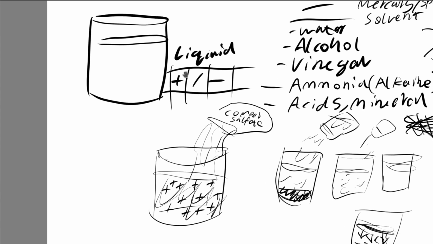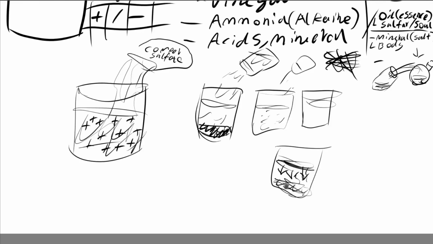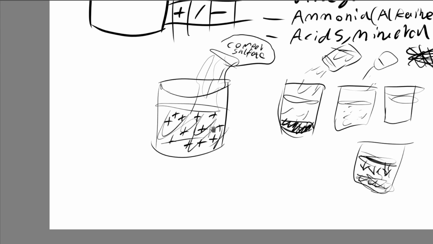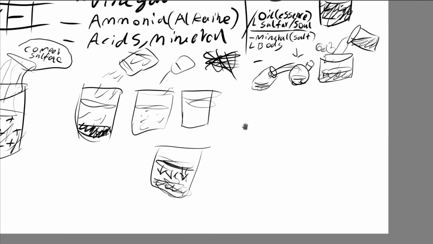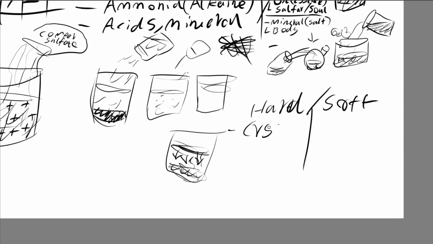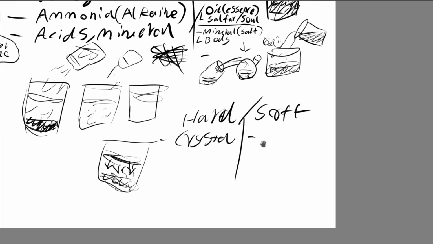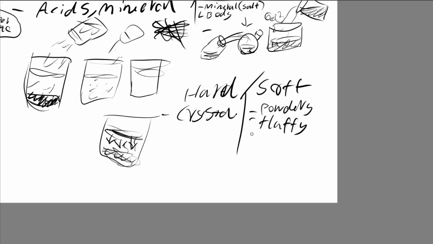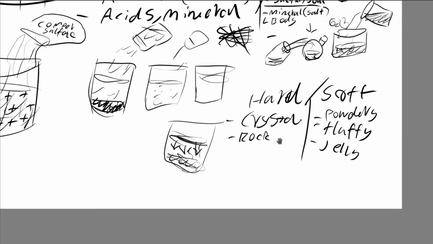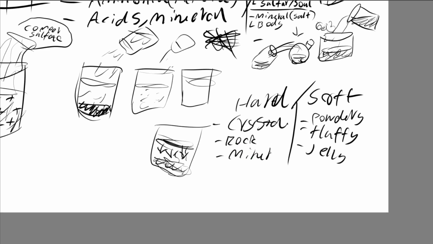So over time, the positive liquid produces more depending on what it is. If it's salt, it produces crystals of salt. If it's bacterial, it produces that soft stuff. So you can kind of go hard and soft. Hard is crystal. And soft is like this powdery, fluffy, sometimes jelly, kind of like a mineralish lump of mineral.